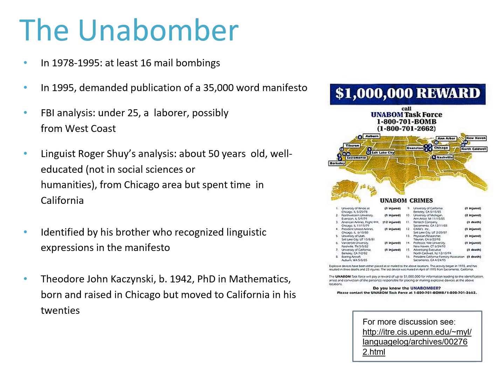So Ted Kaczynski, who was, I'm not sure if he was about 50 years old, I don't remember, had a PhD in mathematics, he was very well educated, and he was raised in Chicago but moved to California in his 20s, much like the linguist had accurately predicted.